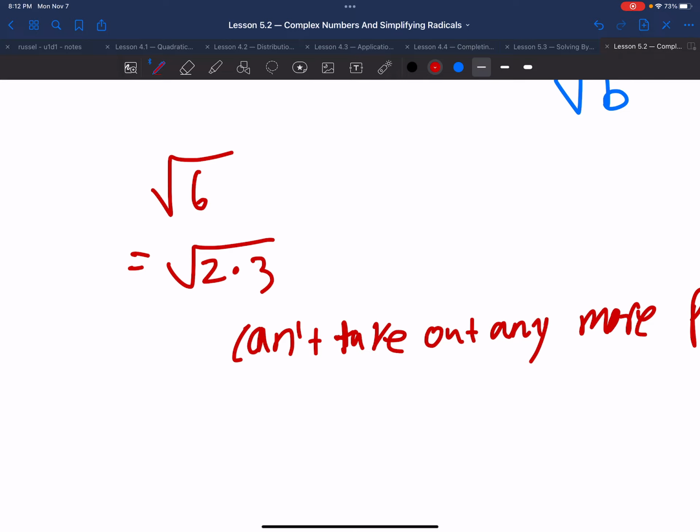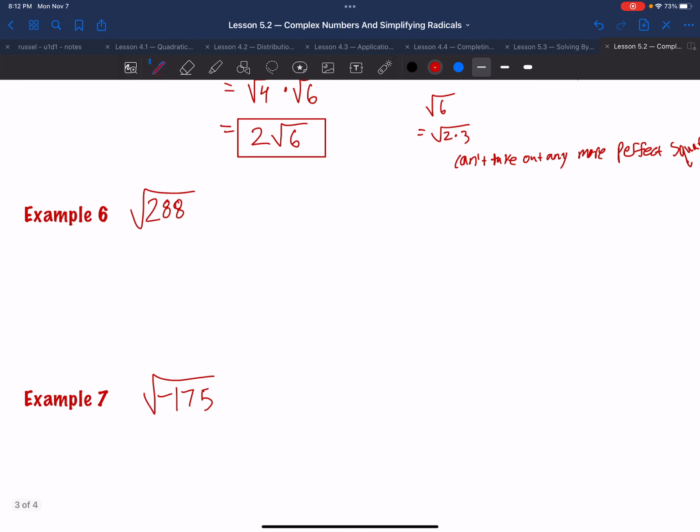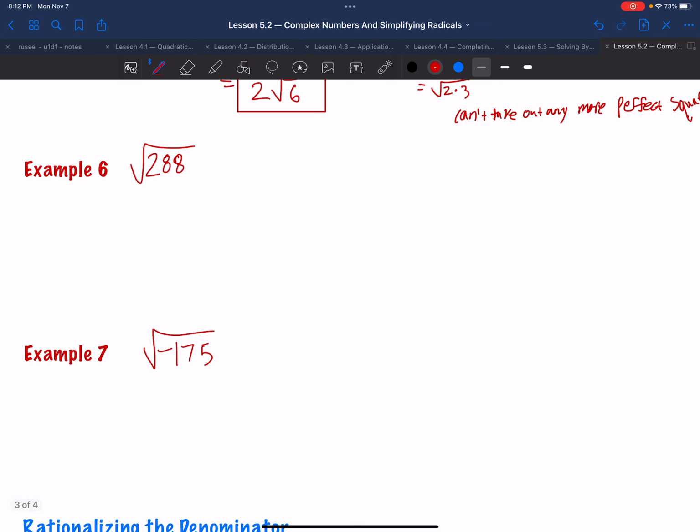Okay, let's move on. This is basically what you're doing. You need to know your perfect squares, okay? I'm sorry, you're an Algebra 2 student, especially if you're an advanced Algebra 2 student. You got to know your perfect squares. I'm sorry, no ifs, ands, or buts. You got to know them, all right?